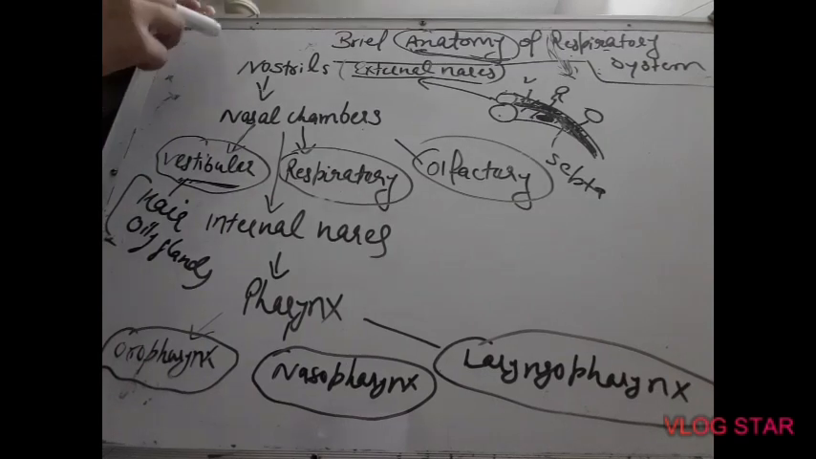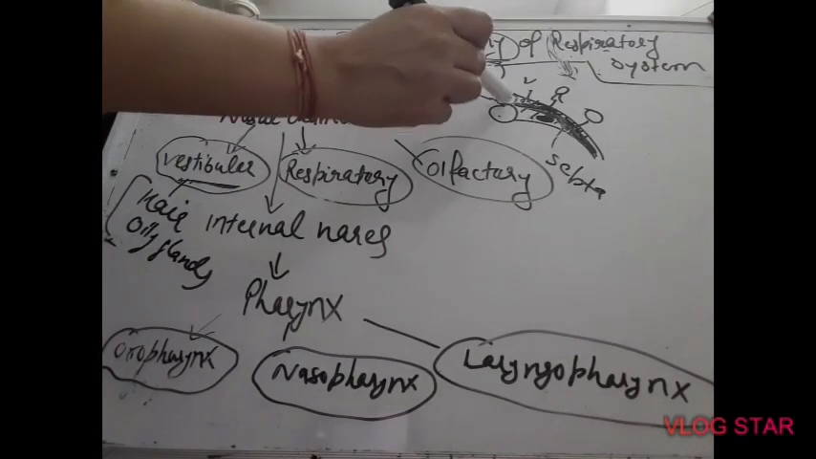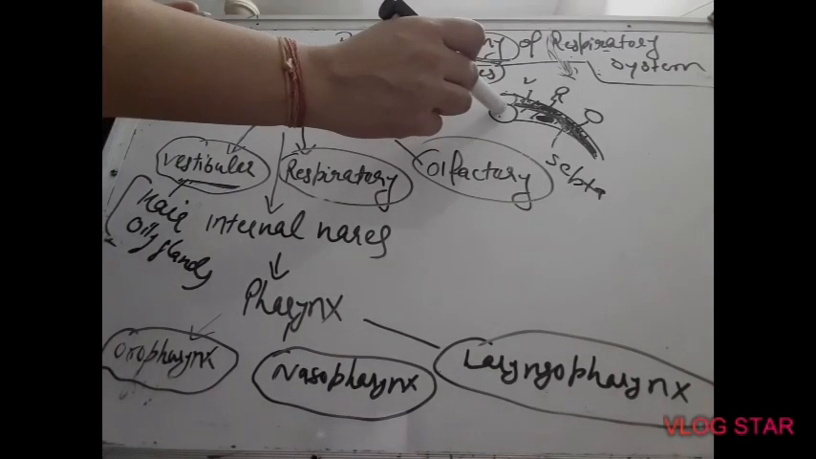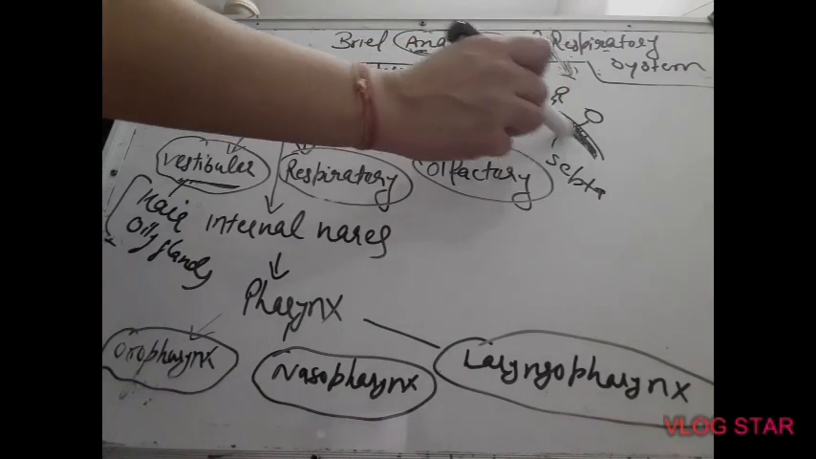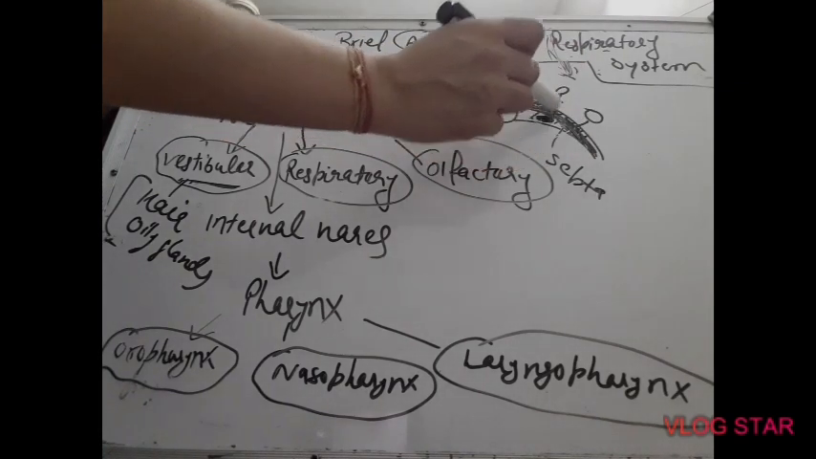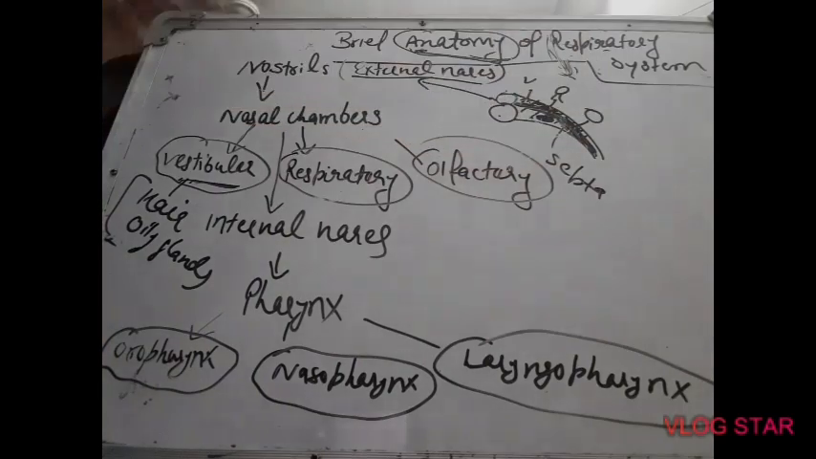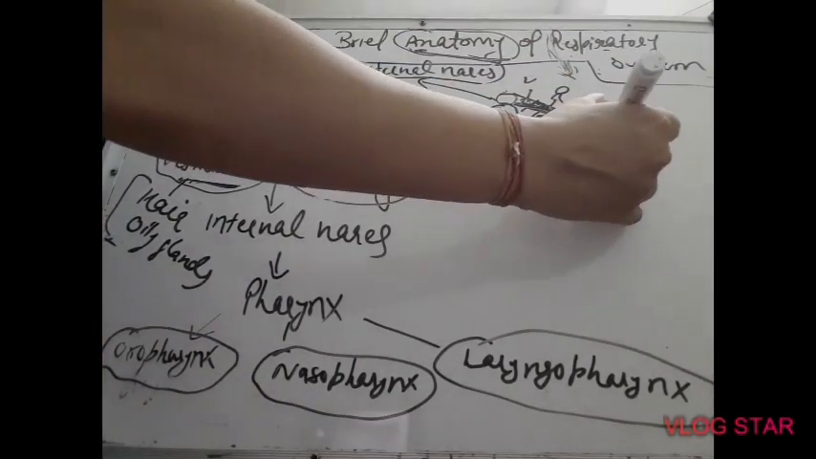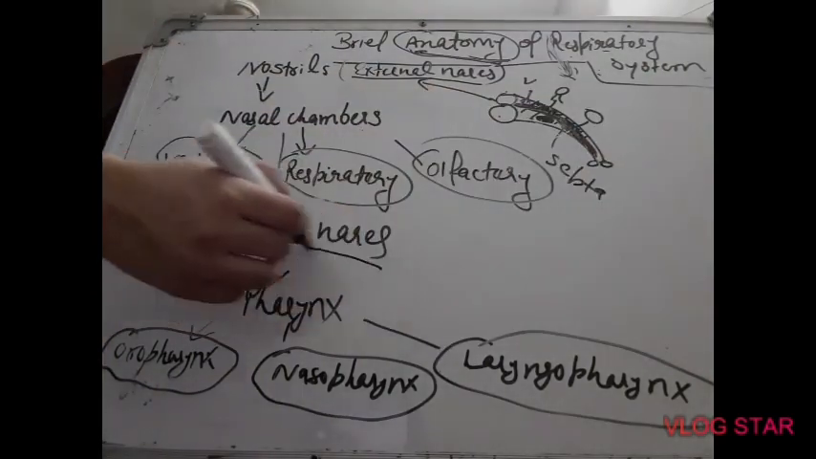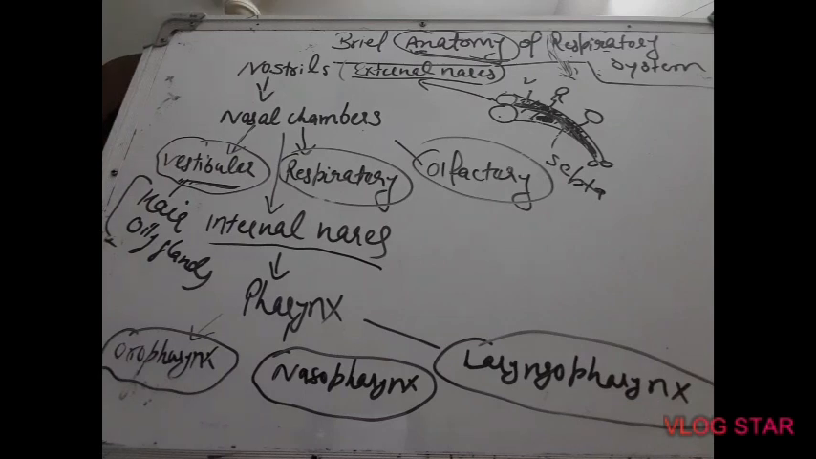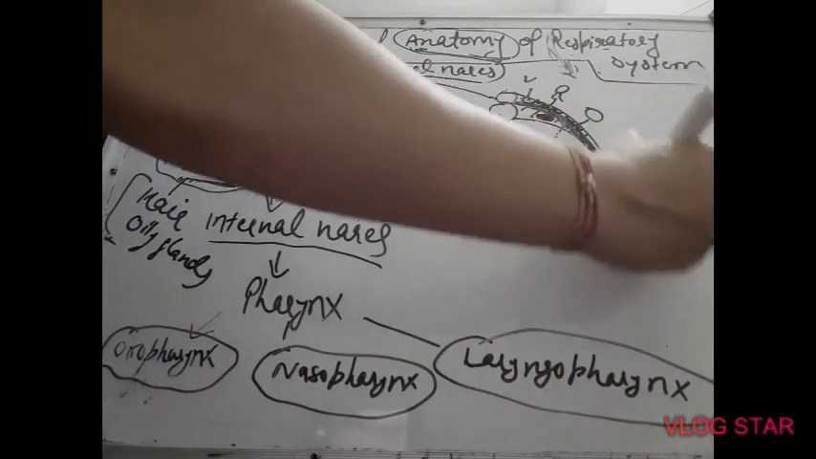Now repeating, we have two pores of the nose. These two pores are nostrils, and nostrils lead to a cavity, that is nasal cavity, which is divided into nasal chambers, and nasal chambers lead to two internal pores. These internal pores are known as internal nares, and internal nares lead to a pharynx.